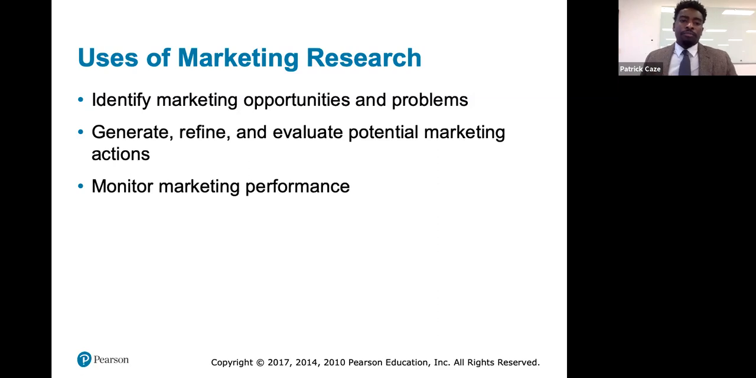And also, you can monitor marketing performance, right? You can see how a product is doing based on the research, right? That's what we really do. Well, once the product is out, we can look at it. Is it selling? Where is it selling? Who's buying it? How long are the buying periods? That kind of thing.